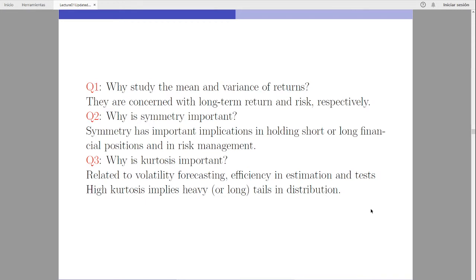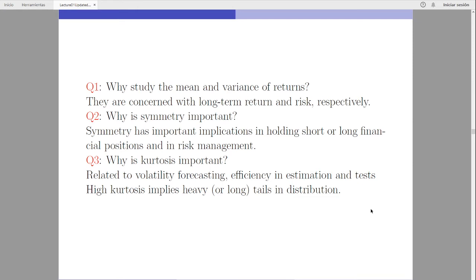So, three questions. First one, why should we study the mean and variance of return? Well, they are concerned with the long-term return, and they're concerned with the risk related to the variance. A return variable with a lot of variance is not really reliable.